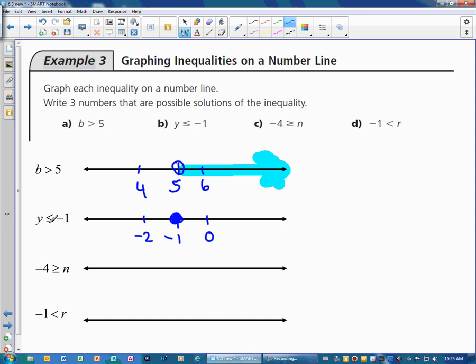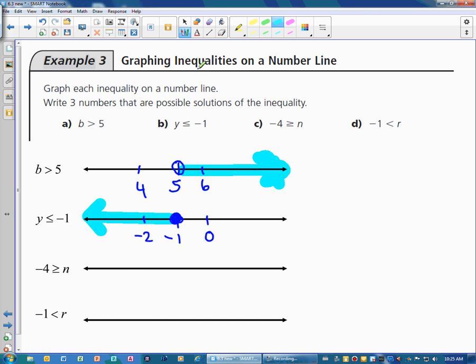Okay, y is less than. Less than means we're on the left of our circle. So get out your highlighter, and it's everything on this side. And let's see if it will let me. There we go. That's what I wanted to draw this time. Okay, y is less than -1. Anything on the left side.